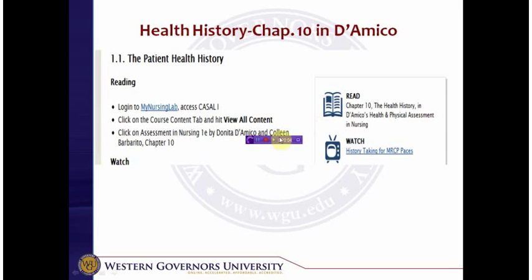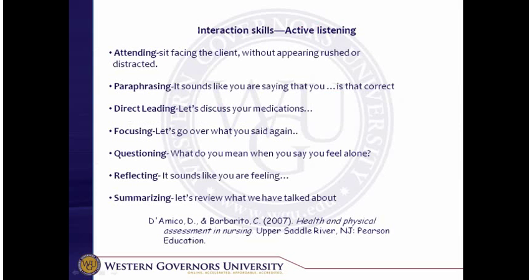Hi everyone, we are going to talk about Unit 1 in the SUMO course of study for CASAL 1. This is talking about patient health history and physical assessment. The first part of this unit, you are asked to read Chapter 10 in your Health and Physical Assessment and Nursing text. That chapter is available to you in My Nursing Lab in the course contents. So if you are looking for that, that's where that's located.